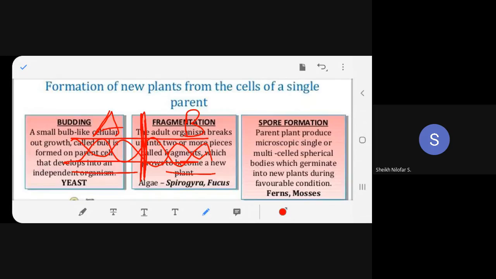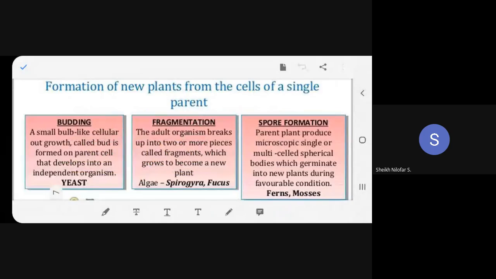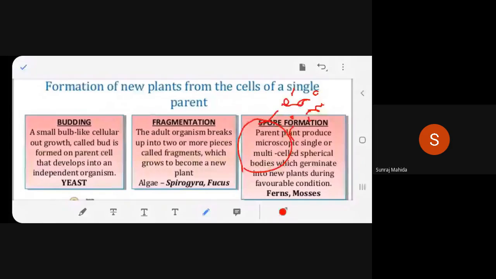That is called fragmentation. Now we come to the third, spore formation. For example, this parent plant is producing, it will burst and then it produces spores. The spores will germinate and become a new plant. This is in ferns and mosses.